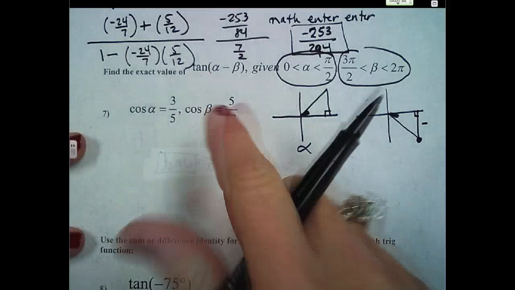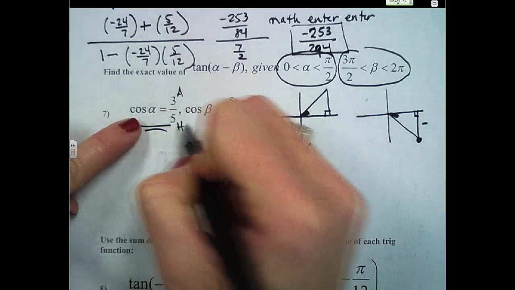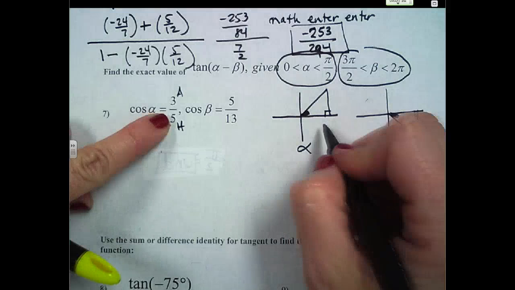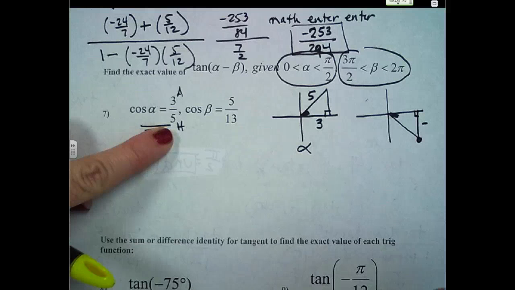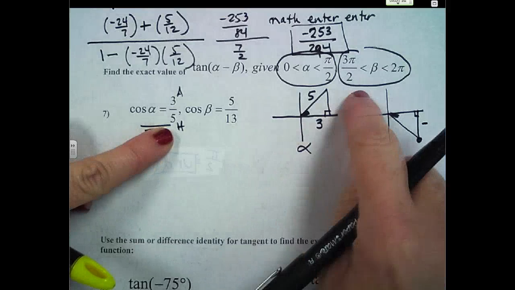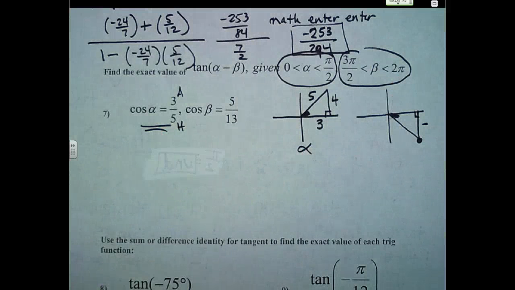Now let's fill in the data. About alpha, cosine's adjacent over hypotenuse, so we're gonna look at alpha. Adjacent's always the x-axis, and there's the hypotenuse. So you're gonna use 3, what's the other one? 4, it's just a 3, 4, 5 triangle. You don't even have to solve for that one.